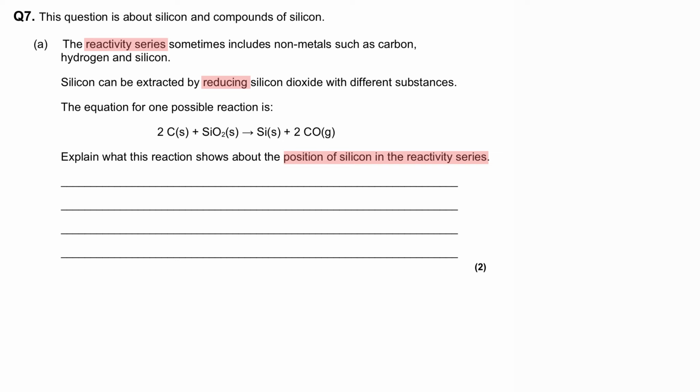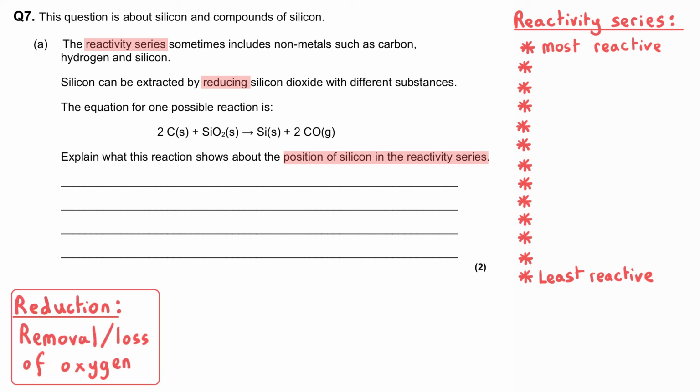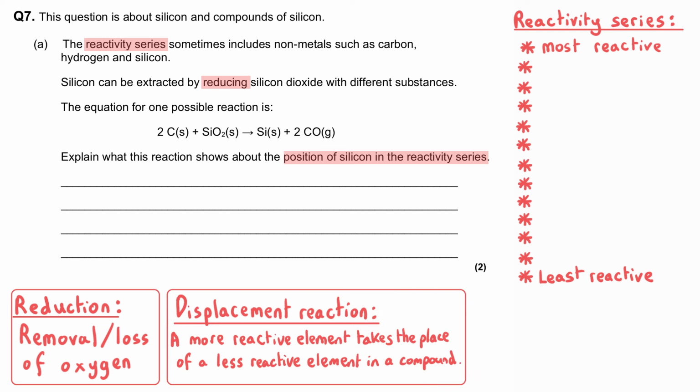Now, you aren't taught about silicon extraction, but you do need to know about metal extraction, and the same rules apply. Firstly, the reactivity series lists the elements in order of most reactive at the top of the series and least reactive at the bottom. And one of the meanings of a reduction reaction is the removal of oxygen from a compound. And one of the ways that we can carry this out is by a displacement reaction, and that is where a more reactive element takes the place of a less reactive element in a compound.